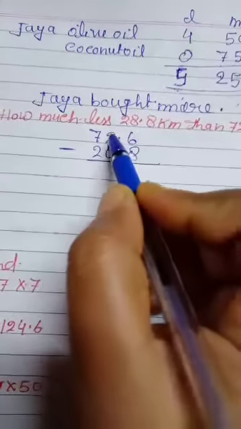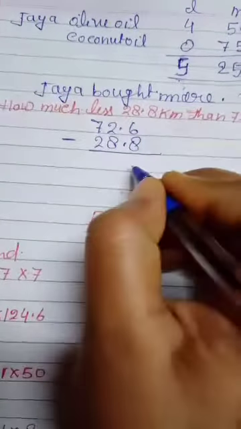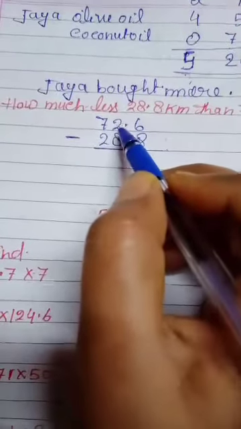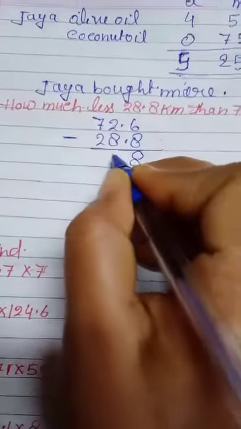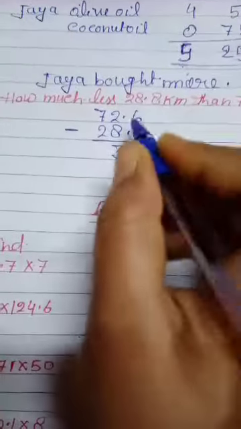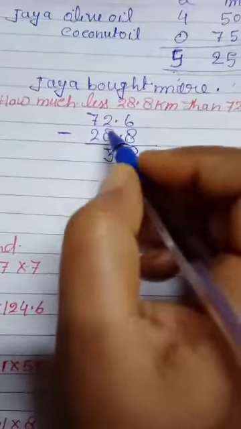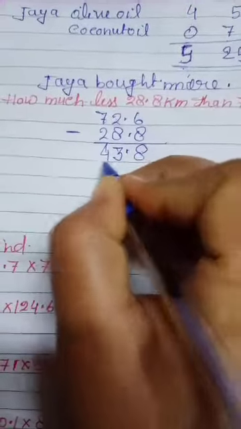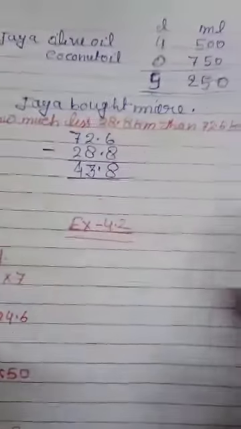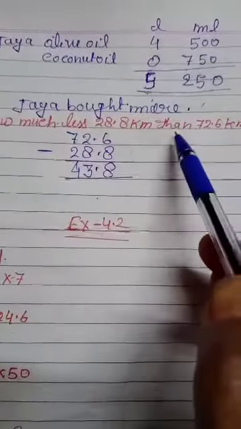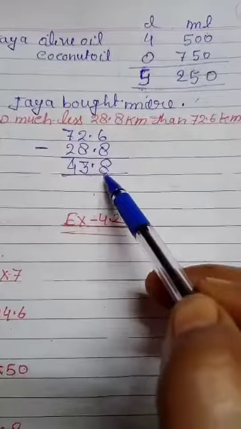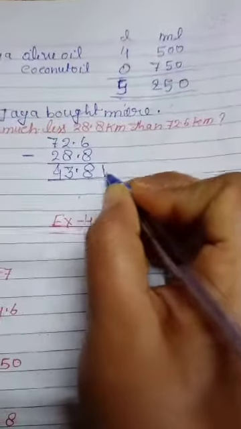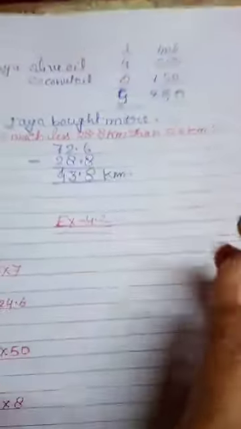See that here take carry 16. 16 minus 8 is 8. Okay, here it will remain 1. Take 1, carry 11. It will become 11 minus 8 is 3. Okay, put the decimal exactly under the decimal. Here it will now become 6. 6 minus 2 is 4. So 28.8 will be 43.8 less than 72.6 kilometers. Okay, it will be your answer.